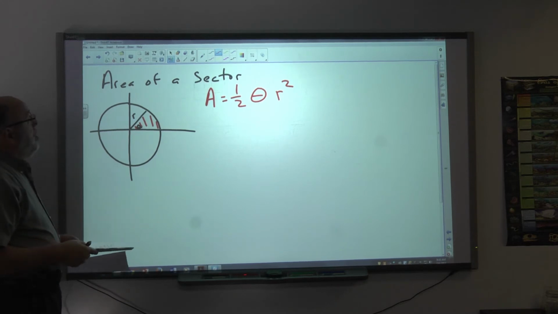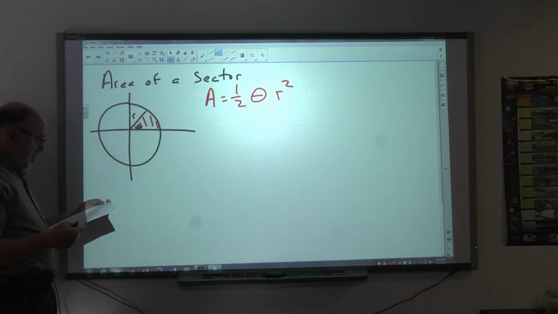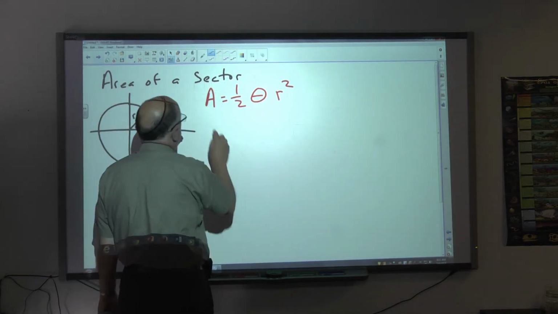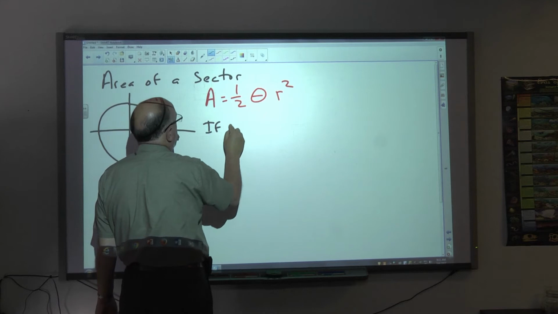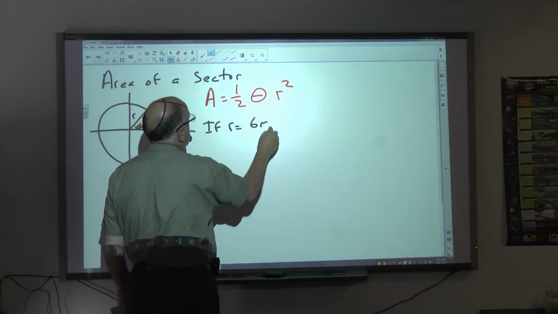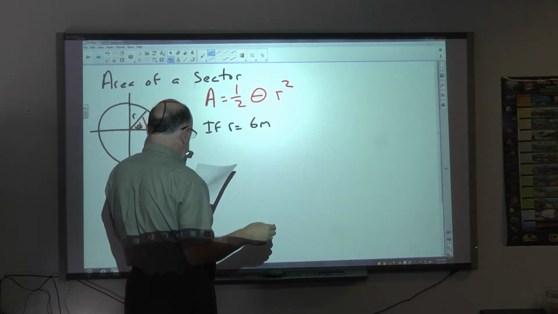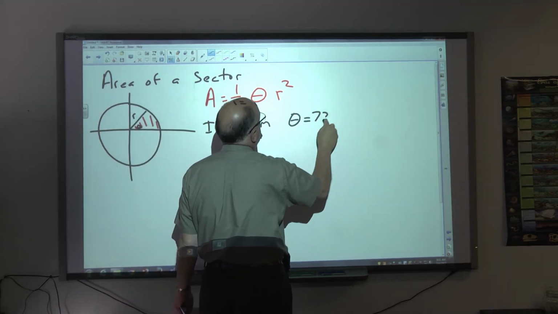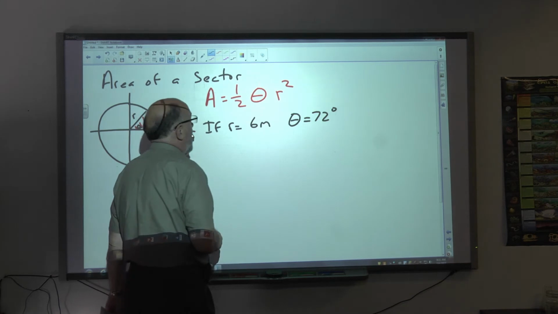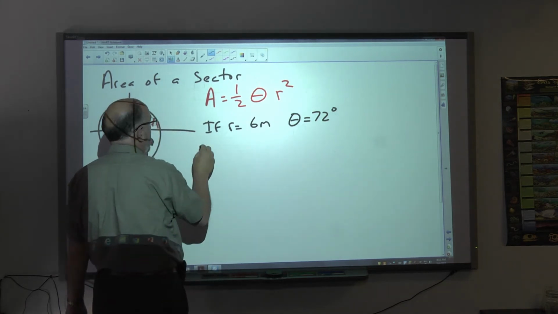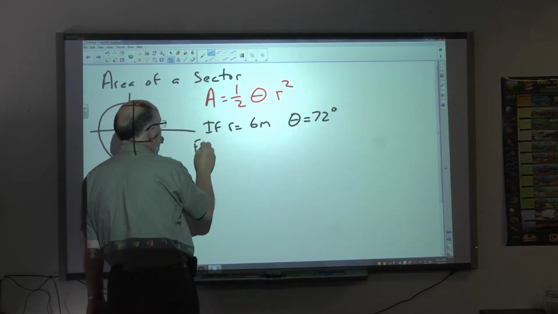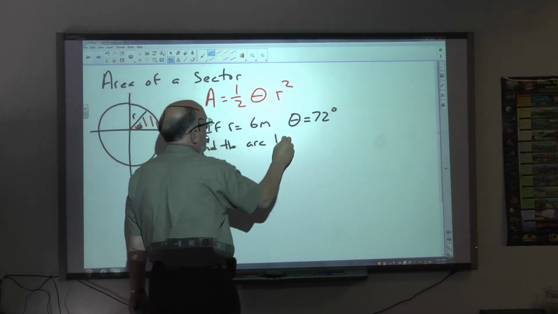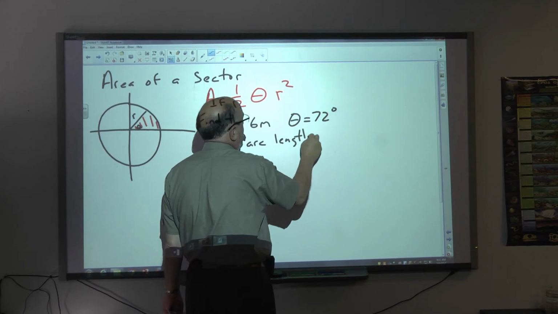Okay, so let's do another question. Here we know that r is equal to 6 meters and theta is 72 degrees. I'm going to find two things: the arc length, and then the area of that sector.